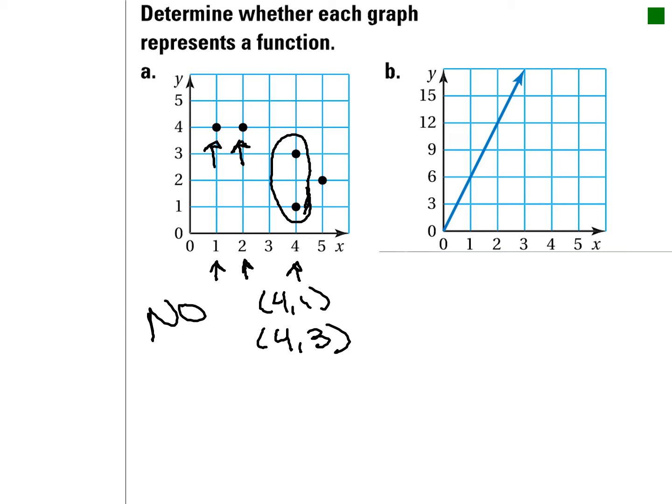Looking over at the next graph, we see a linear function, and for each input, there's only one output. Even though they're all linked together so close, there's no single point directly on top of another point. And this is why all linear equations are functions except for vertical lines. This line's not vertical, so it's a function.